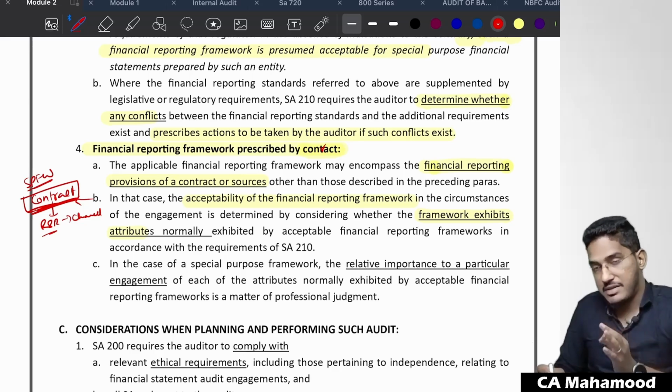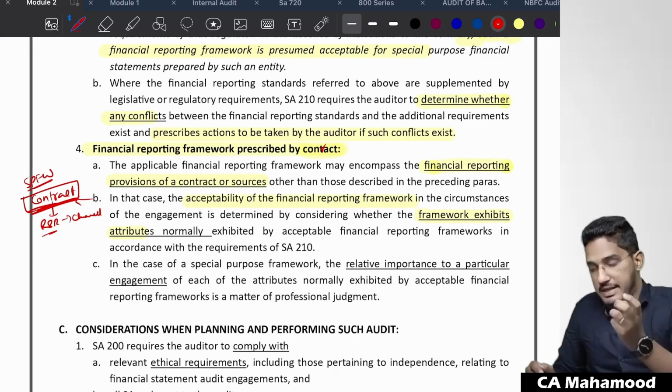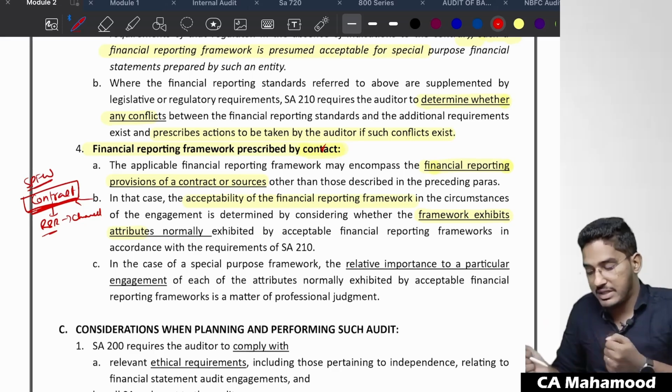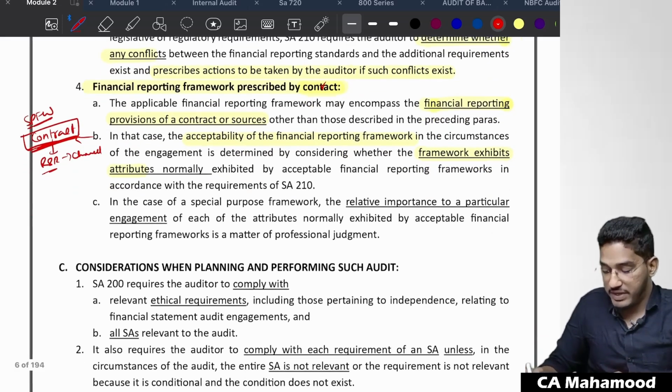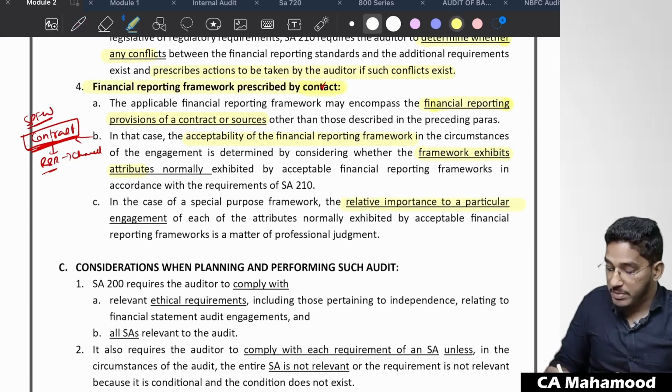In that case, the acceptability of the financial reporting framework, when it has been given in the contract, depends on determining whether the framework exhibits similar characteristics which are normally exhibited by an applicable financial reporting framework. In case of a special purpose framework, the relative importance to a particular engagement of each of the attributes normally exhibited by an applicable financial reporting framework is a matter of professional judgment.